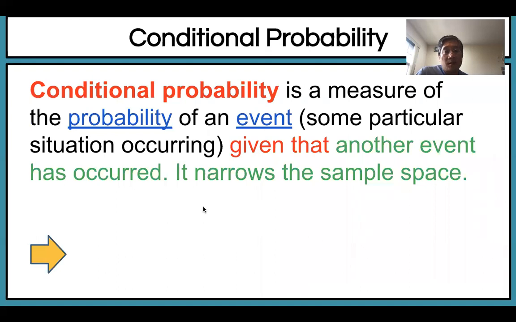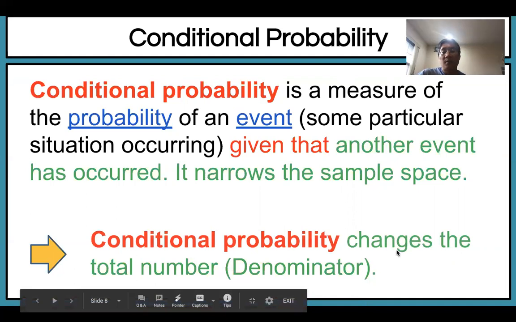Conditional probability is a measure of the probability of an event. Up to here we know that already, but there is a condition. What is it? Given that another event has occurred. So what happens is, if there is a condition, it changes the sample space. It narrows the sample space. Sample space means total outcomes. The total will change. The total number will be narrowed because of the condition. Okay?